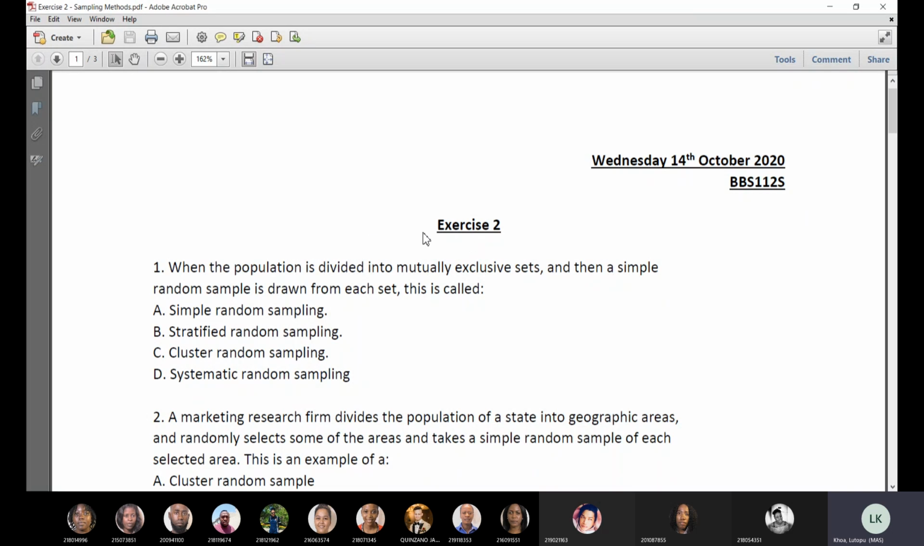In the video, I talked about probability sampling methods. I said that with probability sampling methods, everybody in the population has a chance of being selected. So nobody has a zero chance of being selected. There are four types that I mentioned: the simple random, the stratified, the cluster, and the systematic. So let's just quickly go into these questions.